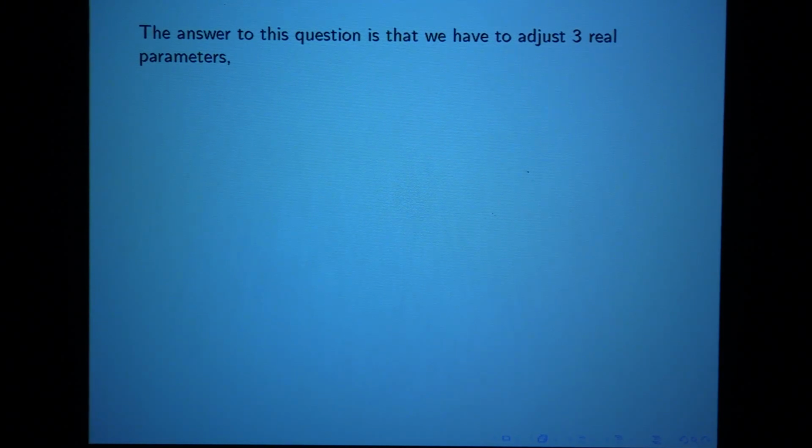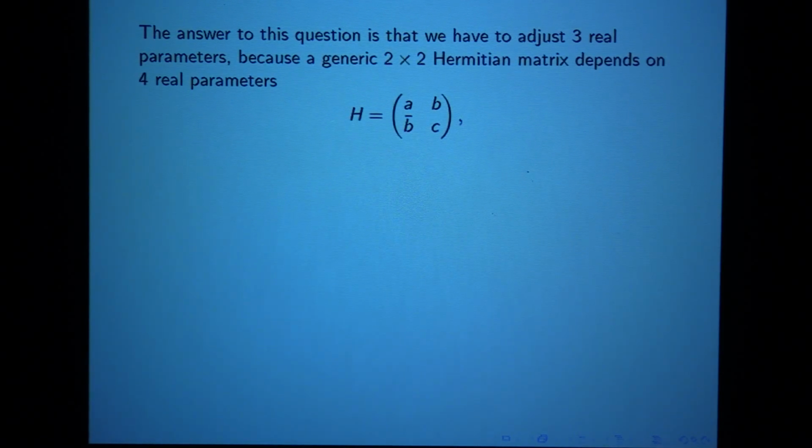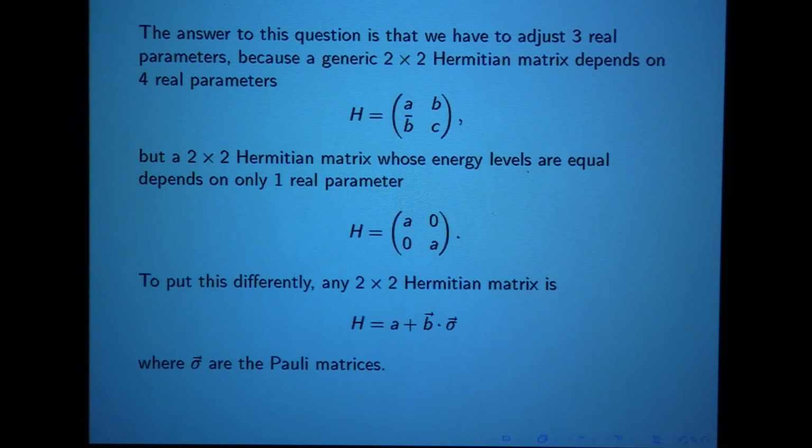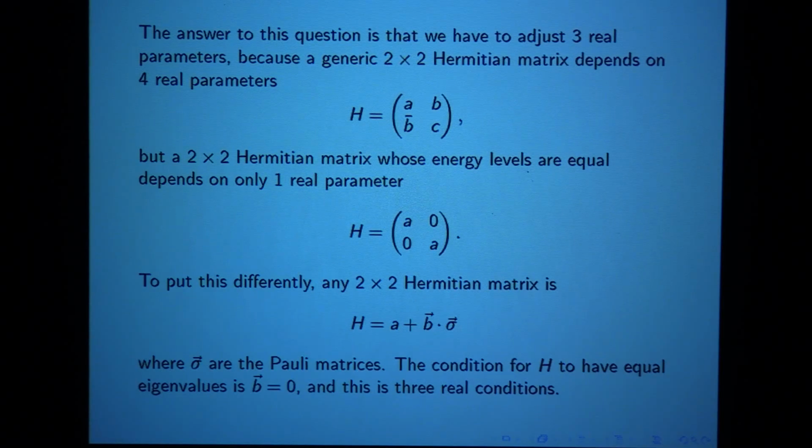Well, the answer to this question is that we have to adjust 3 real parameters generically to make 2 energy levels coincide. And that's because the generic 2x2 Hermitian matrix depends on 4 real parameters, which are A, C, and the real and imaginary parts of B. But if the energy levels are equal, it only depends on 1 real parameter, which is A. So we have to control 3 real parameters to make 2 energy levels cross. To say it differently, any 2x2 Hermitian matrix is a constant plus the sigma matrices dotted with some vector B. And the condition for H to have equal eigenvalues is that B should be 0. And that's 3 real conditions because B has 3 components.